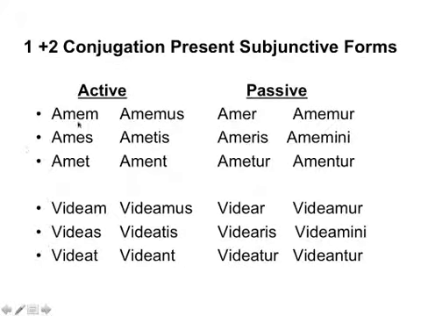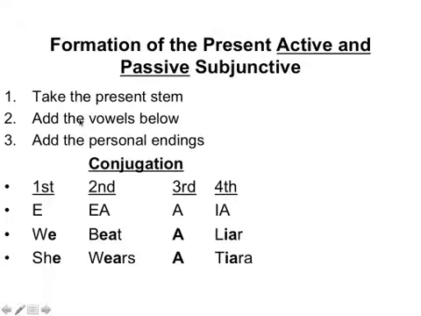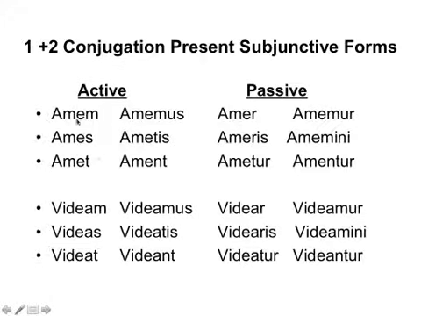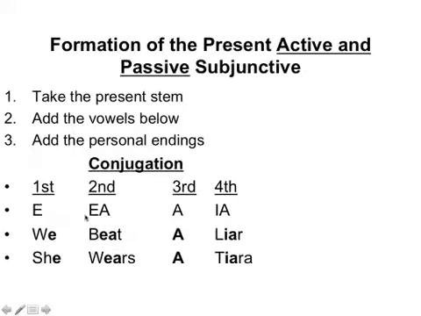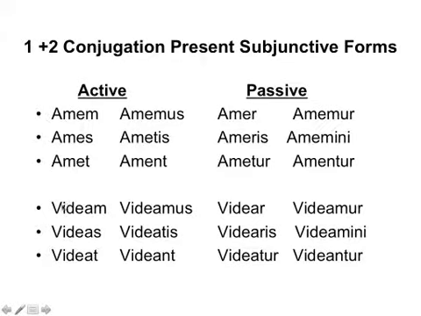So let's see that play out. Amo, you drop the O. You add the E because it's a first conjugation, so ame, and then you add m, s, t, mus, tis, nt. Second conjugation down here, remember the mnemonic said "beat," so ea, you add ea, then plus the personal endings. Notice the passive, the only difference is that the passive uses the passive endings, the active uses the active. So the r, ris, tur, mur, mini, ntur.